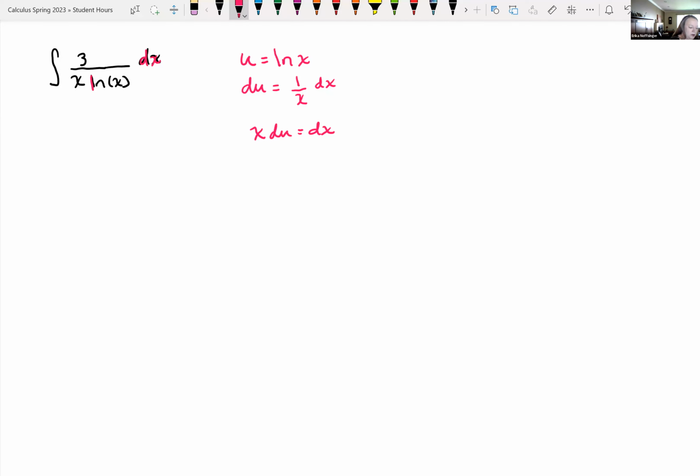So we're going to go back in and plug in what we have. So we have now the integral of 3 divided by x times, well, we chose u to be the natural log of x, so replace natural log of x with u. And then dx, we just found was x du. So things worked out nicely where the variable x cancels out. And so all we're left with in here is 3 all over u du.